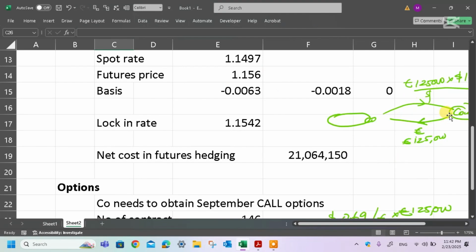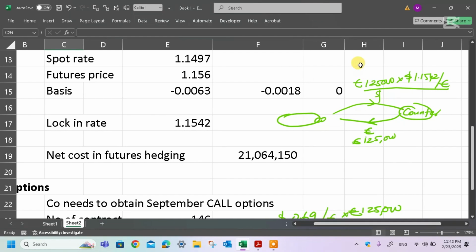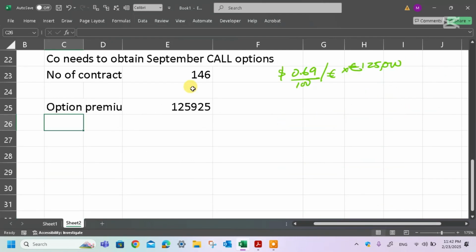Futures, you said, okay, you are getting 125,000 euro and you are giving dollars. How many dollars are you giving? You converted this using the lock-in rate. If it is options, you don't use the lock-in rate. There is no lock-in rate as such. You use the exercise price or strike price.